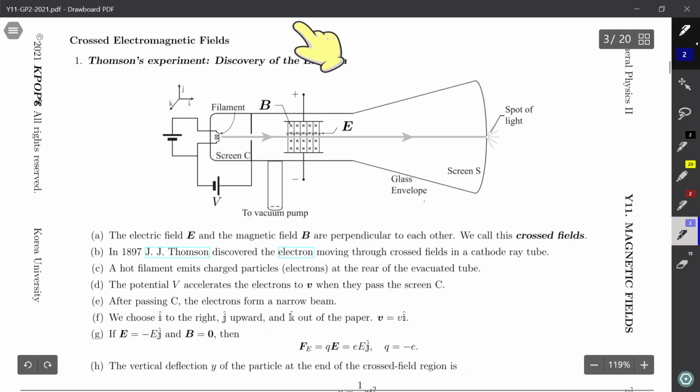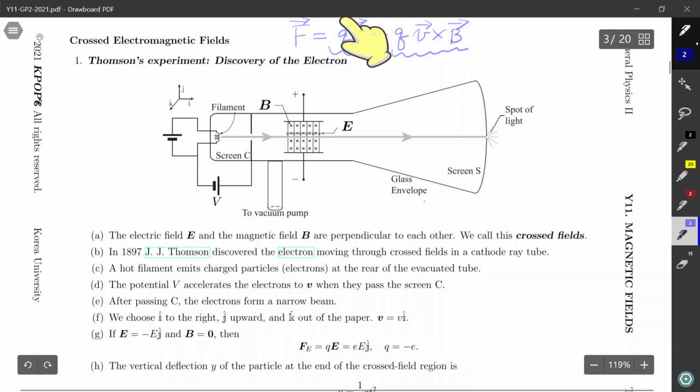Actually, the electromagnetic force on a charged particle is, first of all, in the electric field, it feels the electrostatic force, Q times the electric field. And it feels the magnetic force, this is Q, V cross the magnetic field. So the electromagnetic force is the sum of the electric force and the magnetic force.